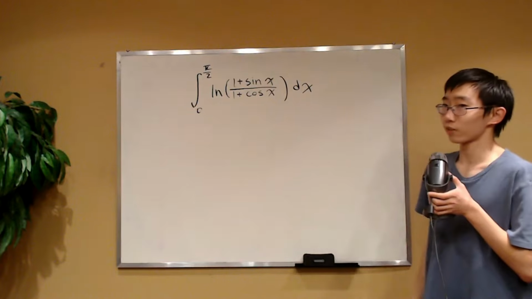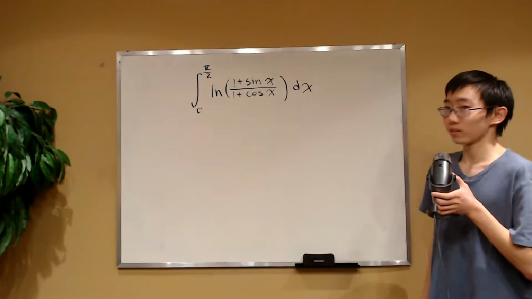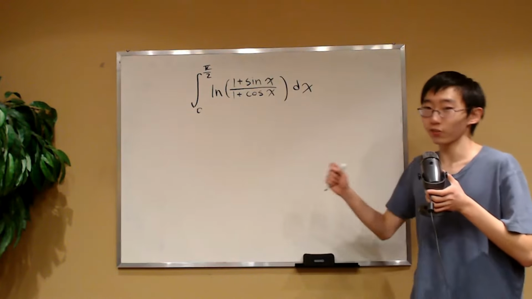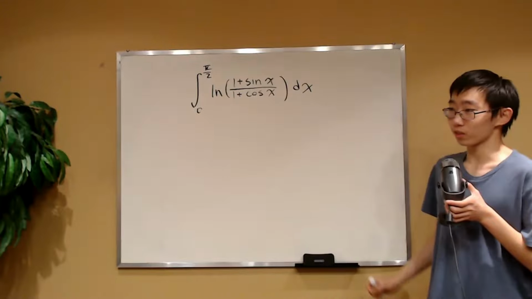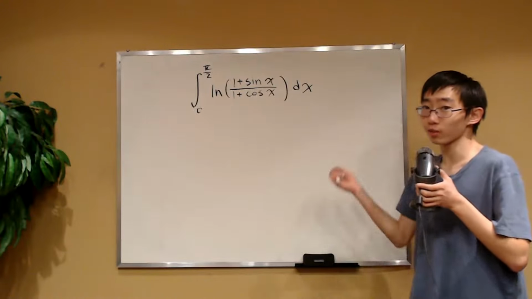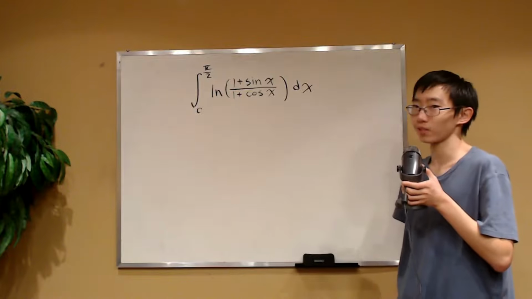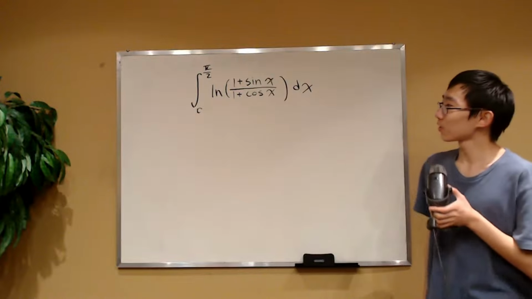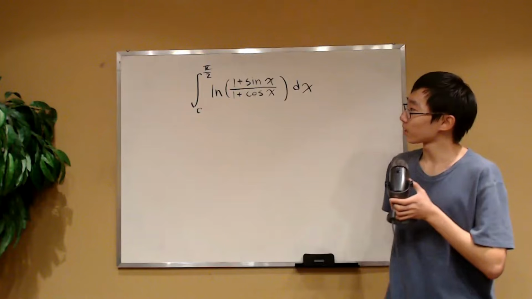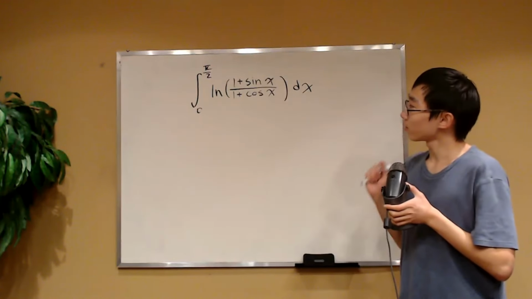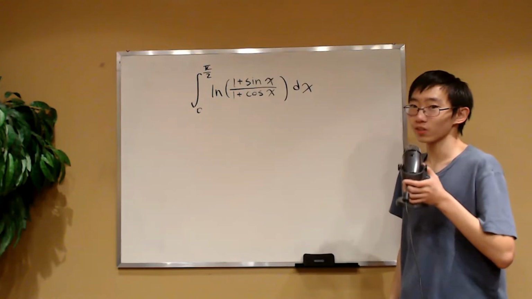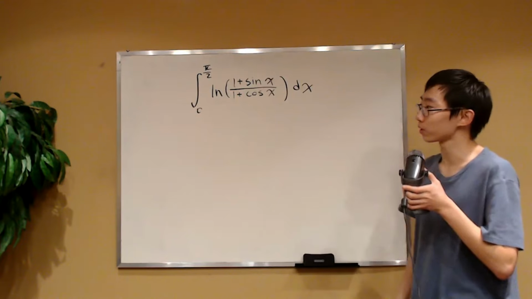And it might seem kind of complicated, but the most efficient solution will probably take just a few lines, maybe 2 to 3 lines. So try to see if you can spot that. Are you done? Okay, so it looks kind of annoying because of this natural log, but I hope you noticed that there is actually some symmetry we can exploit here.